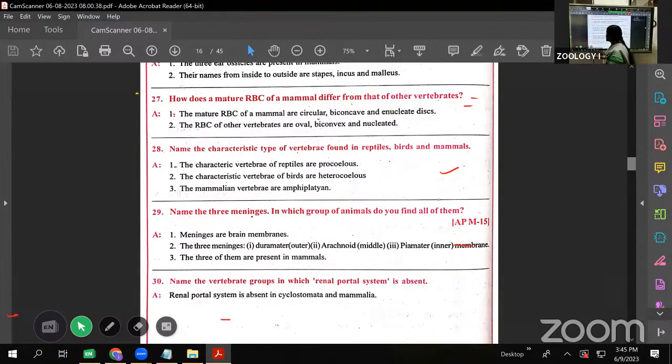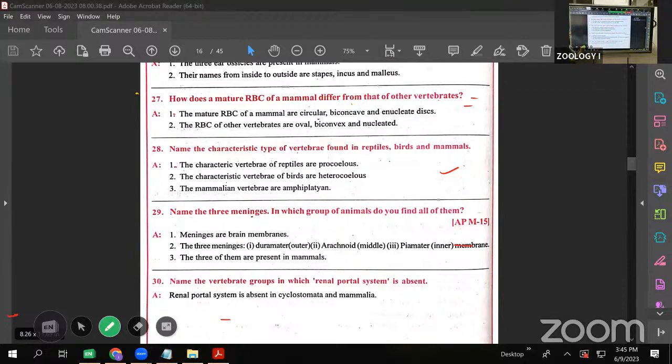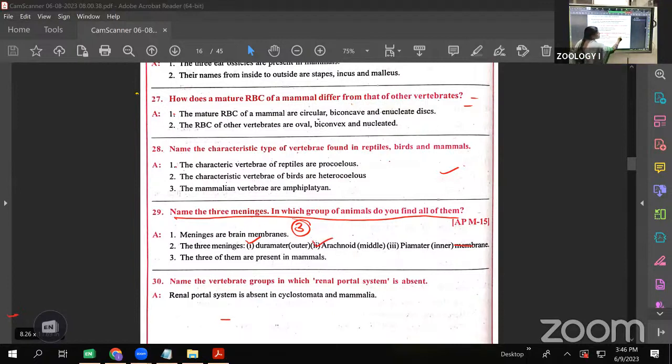Next is the meninges. It is a simple one. Meninges means the surrounding of the brain. Name the three meninges. In which group of animals do you find all of them? The brain is covered by three meninges. The outer layer is called the dura mater. The middle one is called the arachnoid. The inner is called the pia mater.